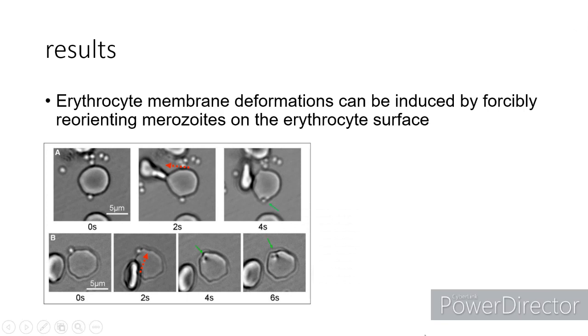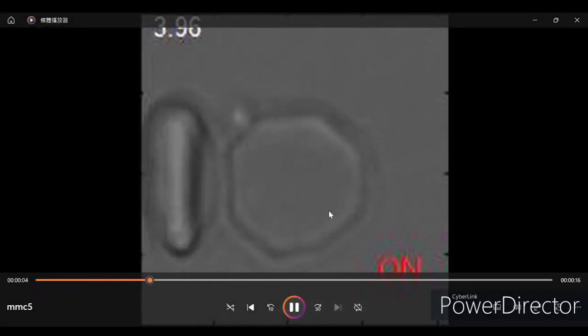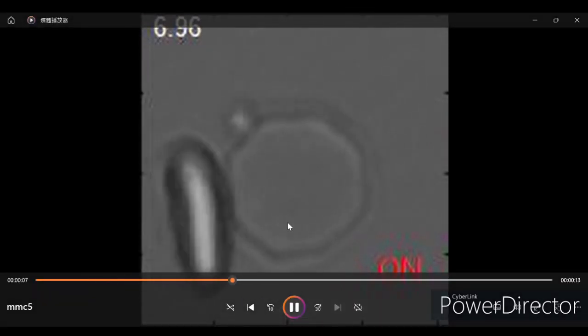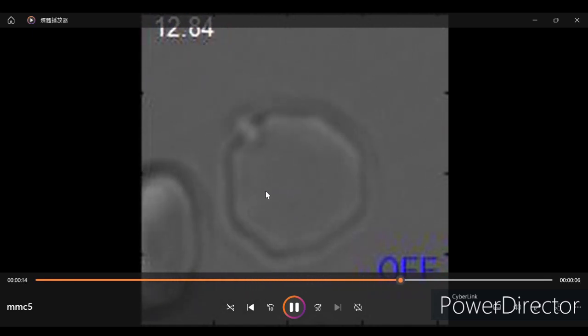And here is the second result. Erythrocyte membrane deformation can be induced by forcibly reorienting merozoites on the erythrocyte surface. This is the merozoite, and this is a red blood cell. By using the optical tweezers to change the surface, you can see the red blood cell surface has been deformed. And it's very strong. And now the optical tweezers are off, so the deformation is not caused by the optical tweezers.